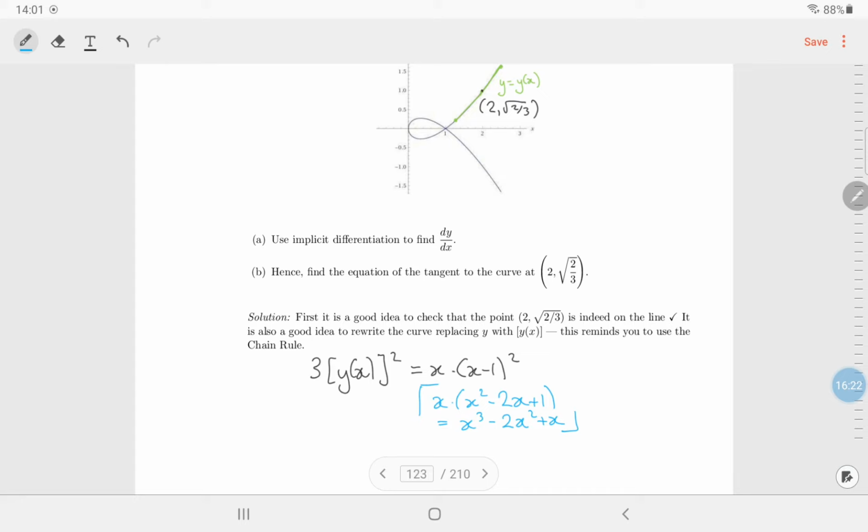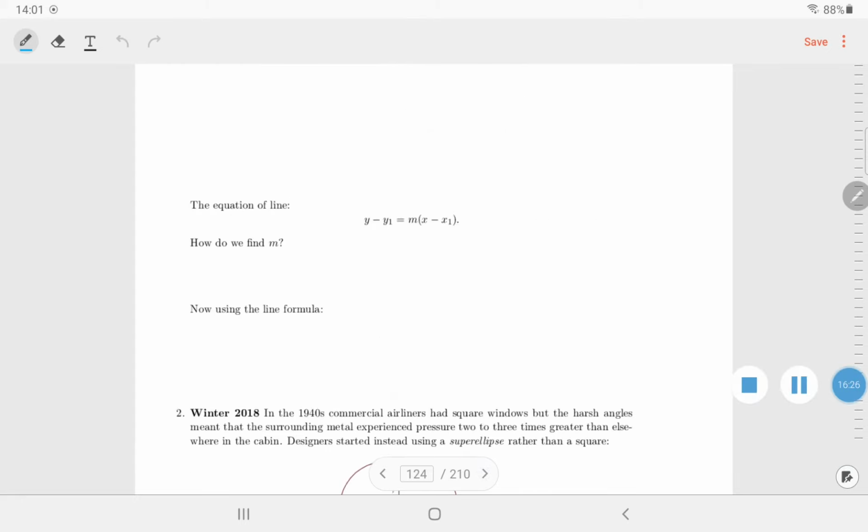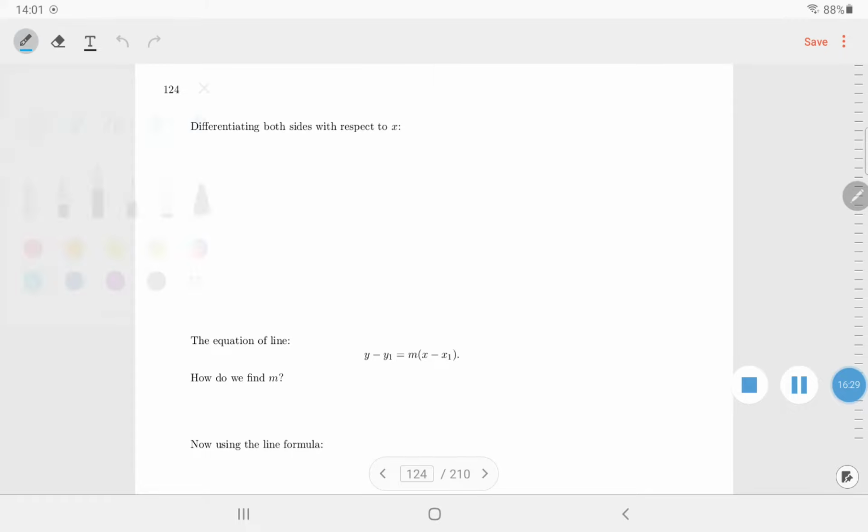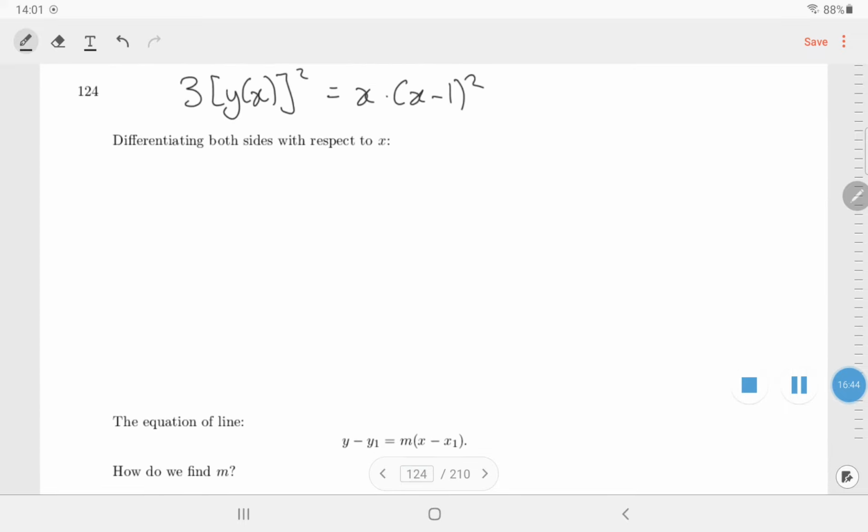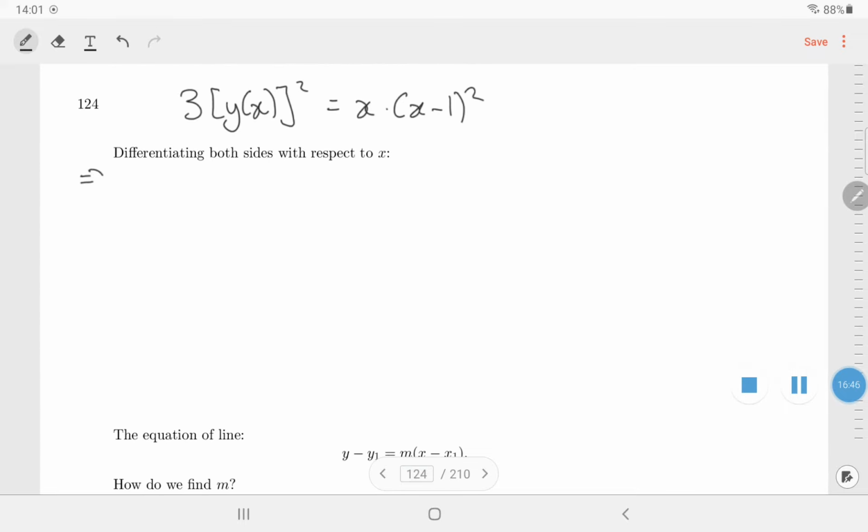So we're going to differentiate both sides of this. I just need to write it down for a moment. Well, we'll just write it up at the top here so we can see what we're differentiating. We're differentiating 3y of x squared equal to x times x minus 1 squared. Okay, so we're going to differentiate both sides with respect to x. So differentiating the left-hand side, we're going to fix the 3.